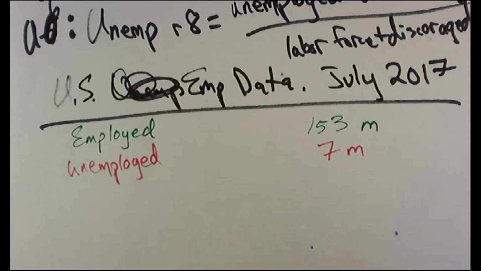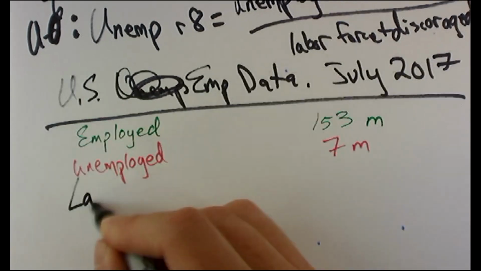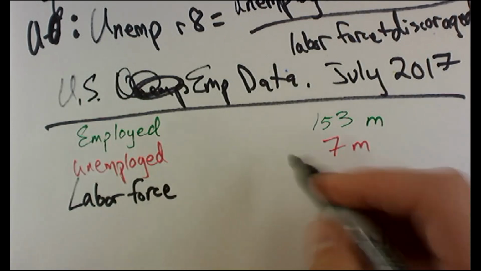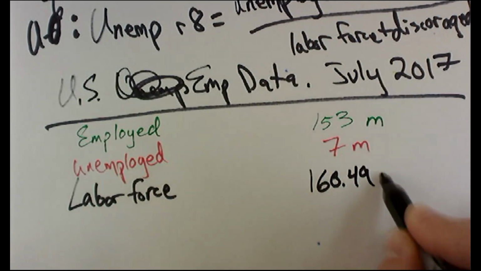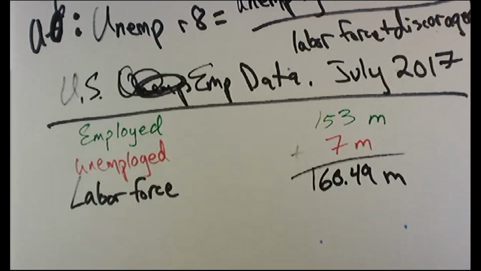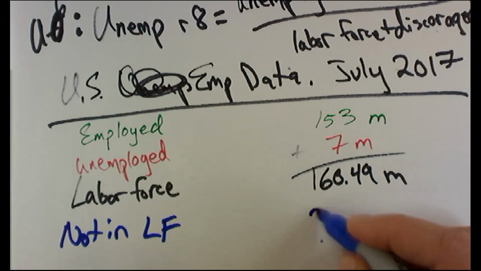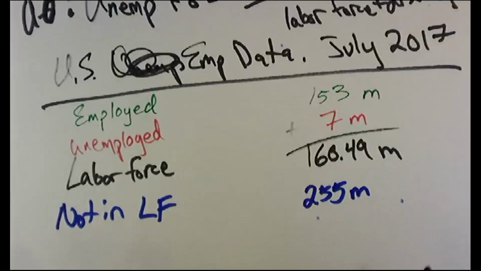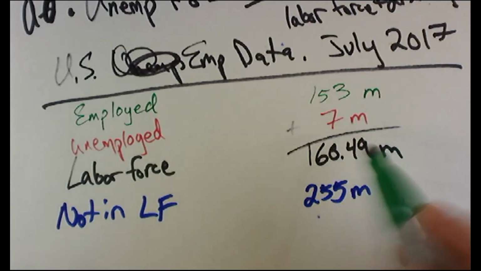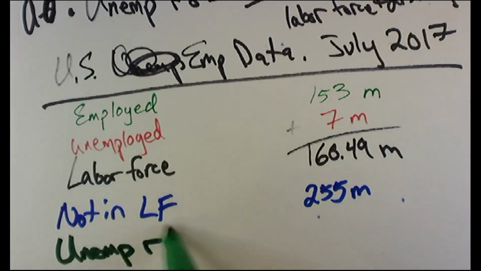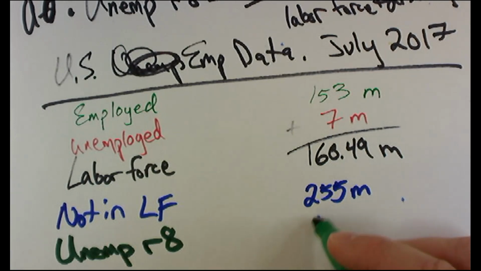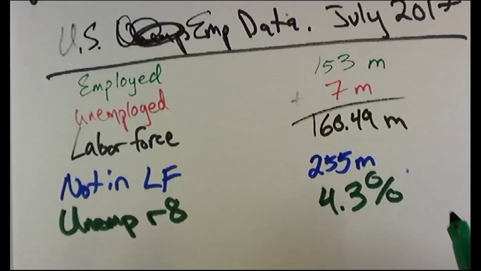We've got a labor force of 160.49 million; we just add those two up. We've got a not in the labor force of 255 million people. Those moochers. We've got an unemployment rate, which we calculate by looking at the unemployed over the labor force. So the unemployment rate is going to be 4.3% in 2017. And the participation rate is our last thing.